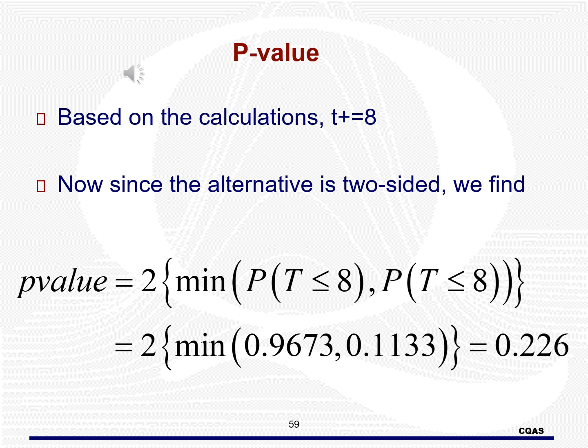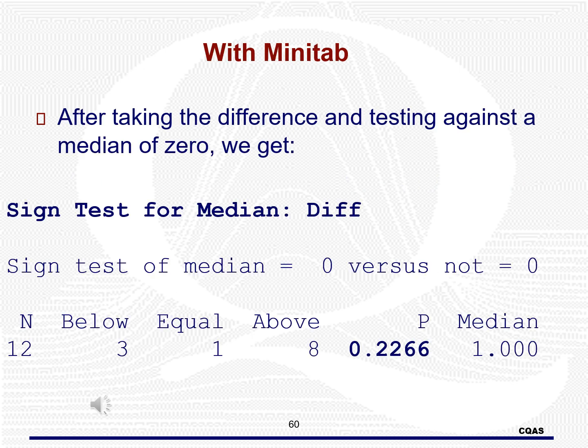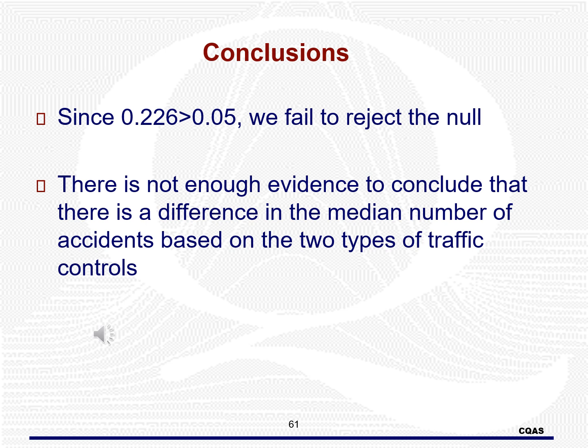Now if you wanted to run this test in Minitab, how would you do it? The sign test in Minitab is only set up for the one sample case. In order to make it do the paired case, we will use the differences as the observation and test for the median equals 0. You can see from the output on the slide that the p-value is the same as when we used the binomial test. Let's draw conclusions. Since 0.226 is greater than 0.05, we fail to reject the null. There is not enough evidence to conclude that there is a difference in the median number of accidents based on the two types of traffic controls.